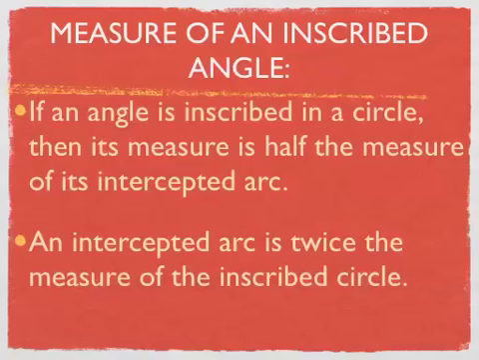The measure of an inscribed angle. If an angle is inscribed in a circle, then its measure is half the measure of its intercepted arc. An intercepted arc is twice the measure of the inscribed angle.